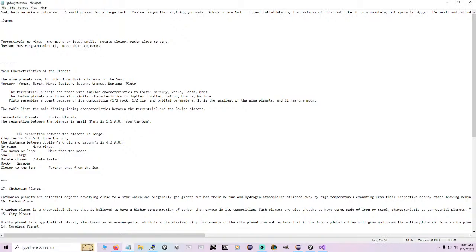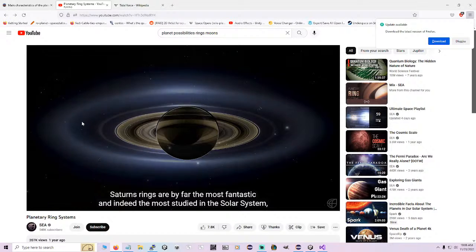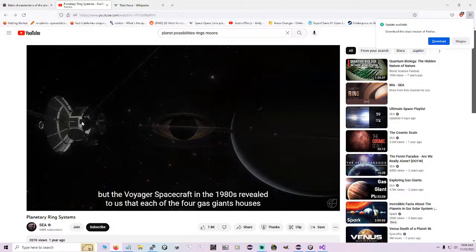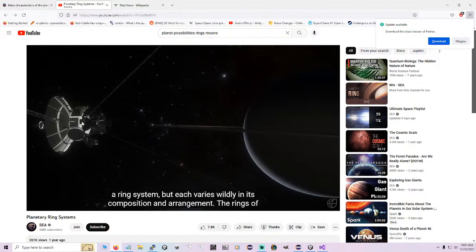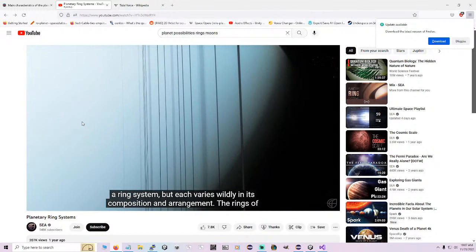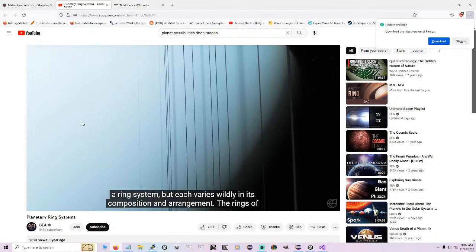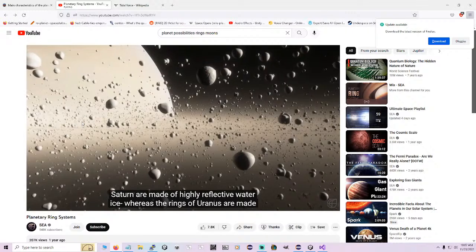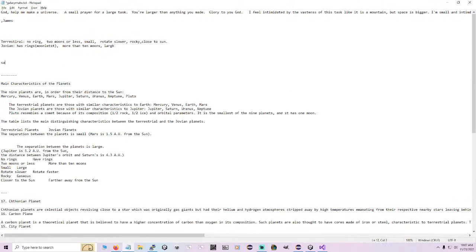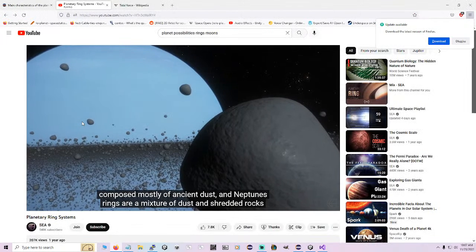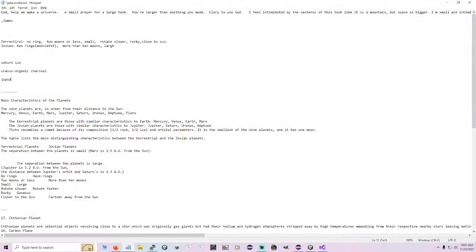Of course, Saturn's rings are by far the most fantastic, and indeed the most studied in the solar system. But the Voyager spacecraft in the 1980s revealed to us that each of the 4 gas giants houses a ring system. Each varies wildly in its composition, arrangement, and overall substantiality. The rings of Saturn are made up of highly reflective water ice. The rings of Uranus are made from organic material as dark as charcoal. Jupiter's enormous yet faint ring system is composed mostly of ancient dust, and Neptune's rings are a mixture of dust and shredded rocks floating around in the darkness.